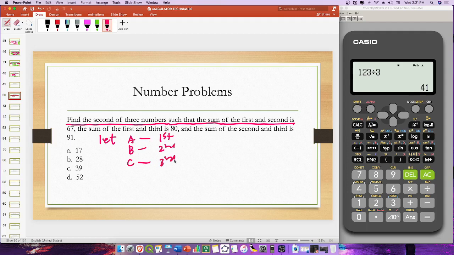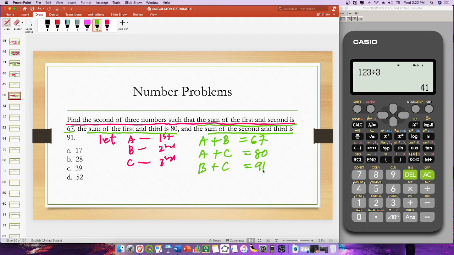Okay, let's start with the first statement. So the sum of the first and second is 67. So you can write that as the sum of the first and second is equal to 67. And then the next statement is the sum of the first and third is 80. First and third is equal to 80. Next, now the sum of the second and the third is 91. So second and third is equal to 91.